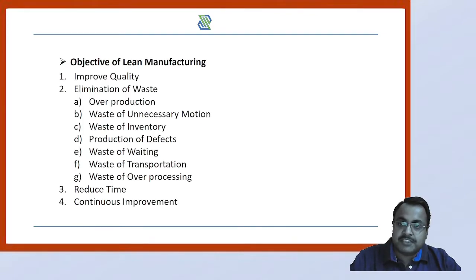Objectives of lean manufacturing: improve quality and eliminate waste. There are several types of waste, like overproduction, waste of unnecessary motion, waste of inventory, production of defects, waste of waiting, waste of transportation, and waste of over-processing. Then reduce time. Then the last is continuous improvement. All these four points come in lean manufacturing.